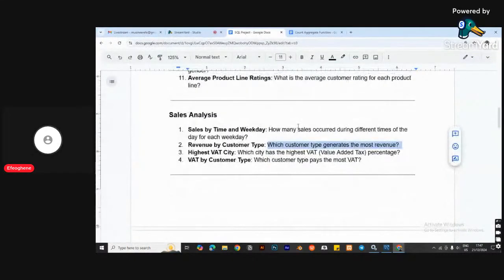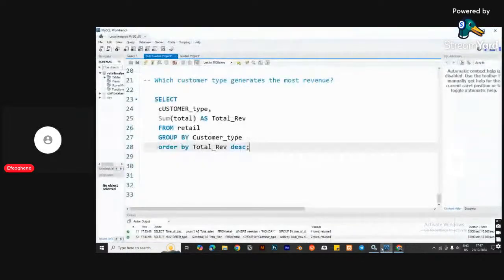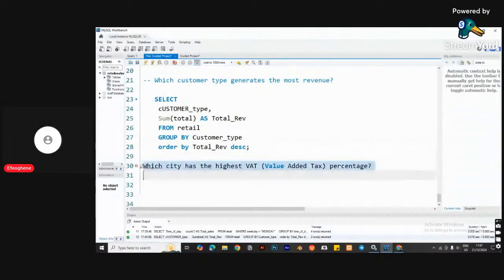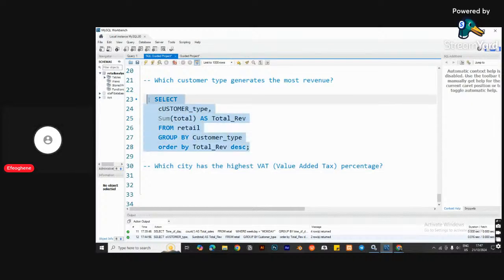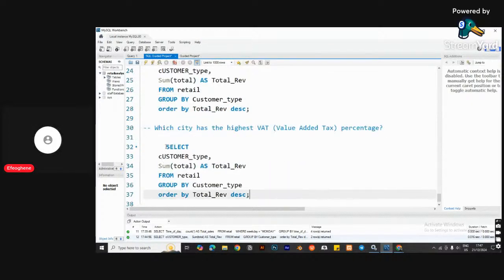still on sales analysis: which city has the highest value? I think we solved something like this last class. So we change it to a comment. Which city has the highest? Let me copy this again.